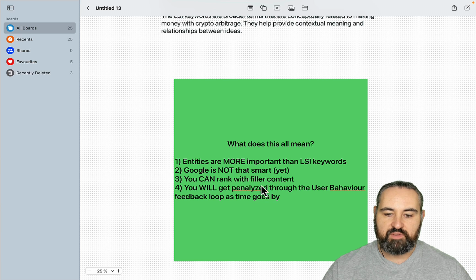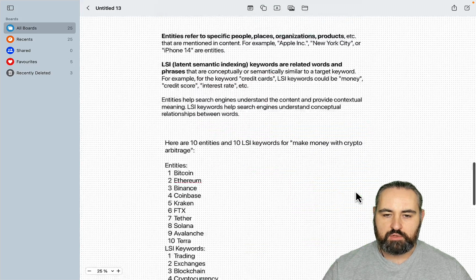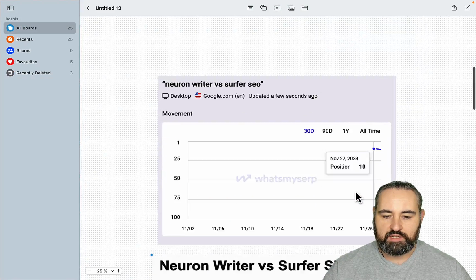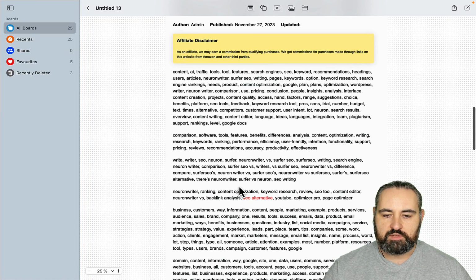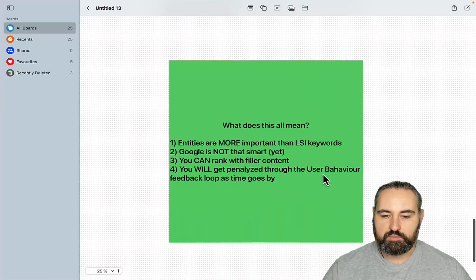Then you can rank with filler content, and of course, the lower the competition of your keywords, the higher the chances that the filler content will pass and rank. And it wasn't a coincidence that I chose a low competition keyword for this experiment. And then you will get penalized, but not by Google itself, but by user behavior. So I would assume that once I started ranking, a lot of people who visited this page would just bounce because this is just bad content. And that's why my rankings dropped, but they didn't drop to page 3 or 4, barely outside page 1. So you will get penalized through the user behavior feedback loop as time goes by.